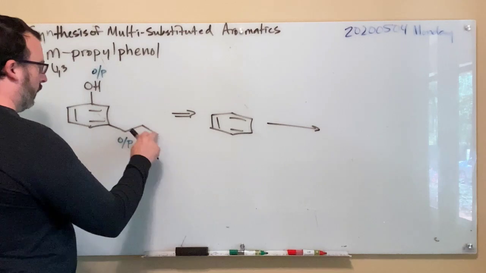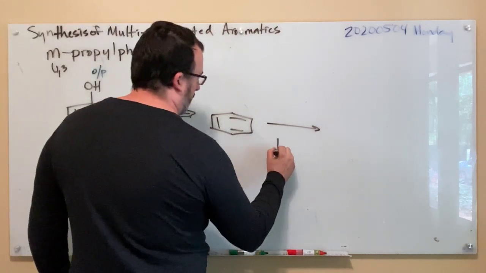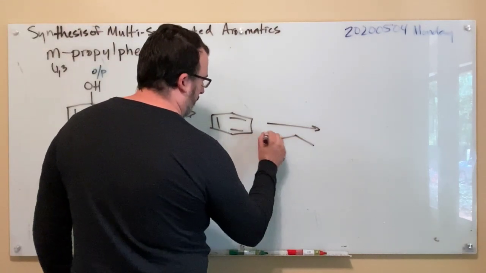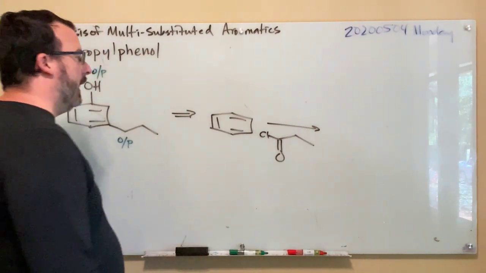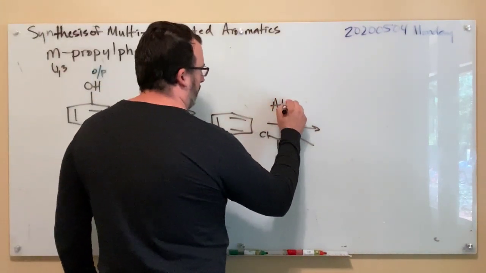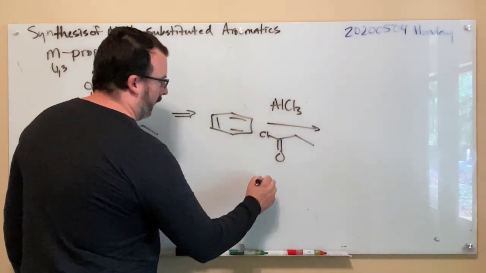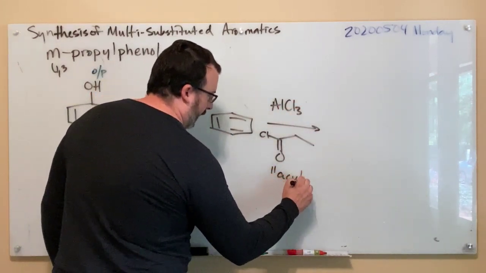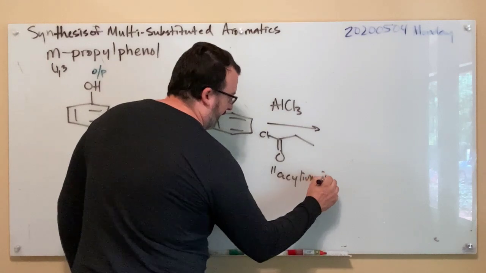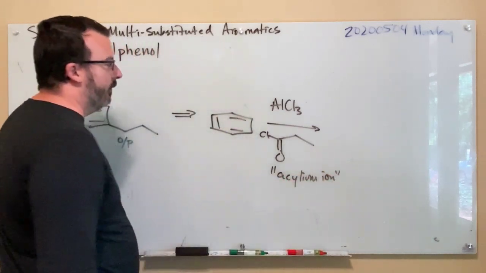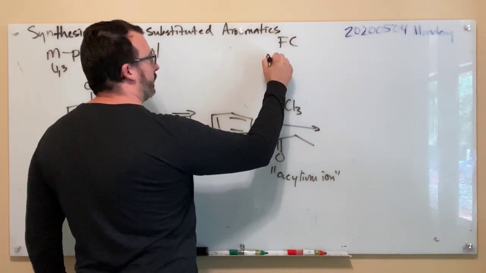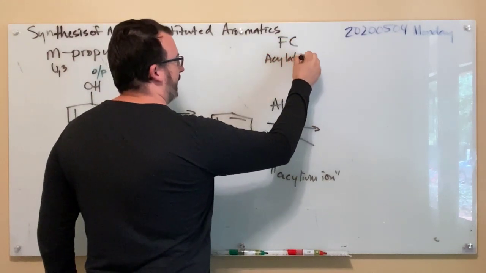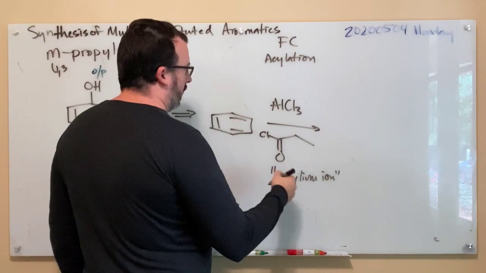We have 1, 2, 3 carbons. We're going to start with that acid chloride, so propanoyl chloride, we need to use a Lewis acid. And again, this generates an acylium ion, which is the electrophile for a Friedel-Crafts acylation. So that's what we're doing here.